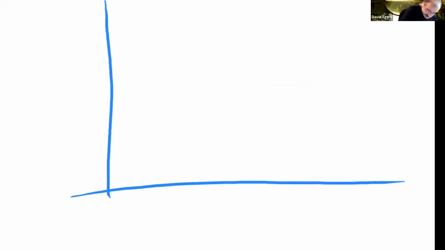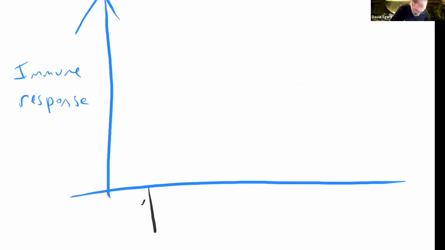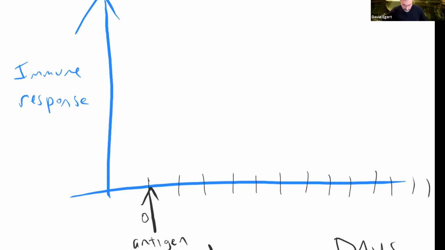So, for instance, if I'm going to do a generic graph, the y-axis is going to be immune response, whatever that means, like getting everything ready so you can fight. And here is antigen encountered. Let's let this be in days. So this is 0, 1, 2, 3, 4, 5, 6, 7, 8. So we're looking over the course of days.